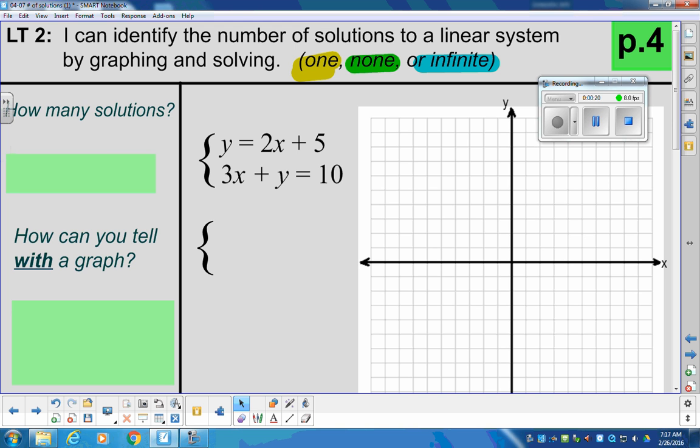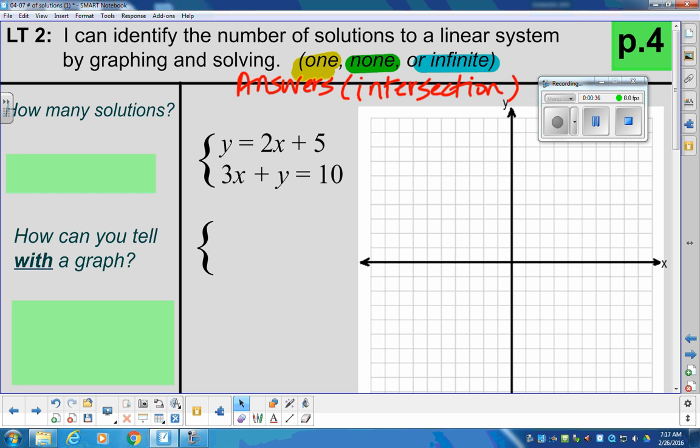So those are the three possible things that can happen. Solutions really are answers. So we want to know how many answers or how many times there's an intersection. Do they intersect one time, no times, or an infinite number of times? That's what we're really asking. How many times do they hit each other?